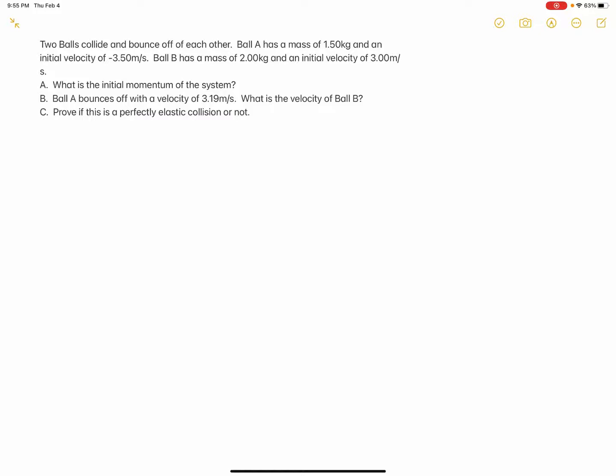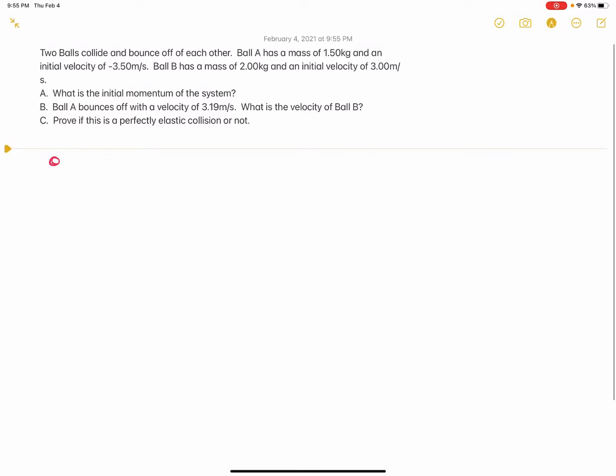In this problem, we're going to look at a non-sticky collision, and this is why. We have a ball here, and we have a ball here, and they're heading towards each other. That's going to be our before. And our after, the balls have hit each other, and they're going to bounce off each other, so they're going to go in opposite directions.